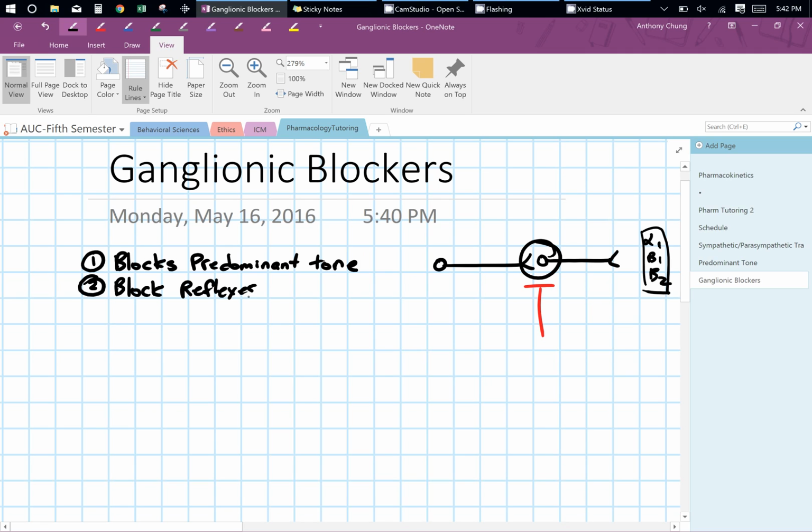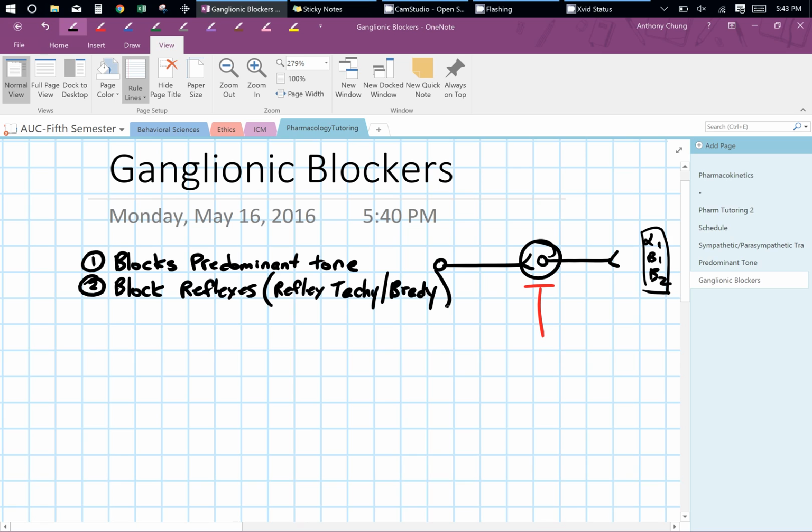And what I mean by reflexes, and specifically these, is reflex tachy and Brady. This is where I'm going to start talking about your reflexes and what happens with predominant tone. First, I'm going to talk about the reflexes, because they are important to understand what the ganglion blockers do. So you are all good at this now, I hope.